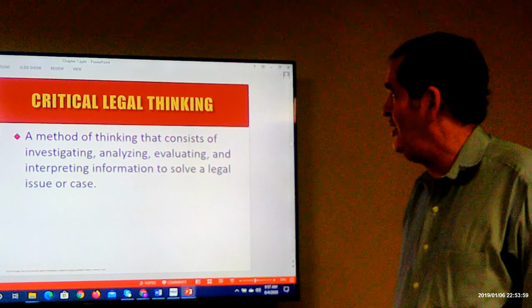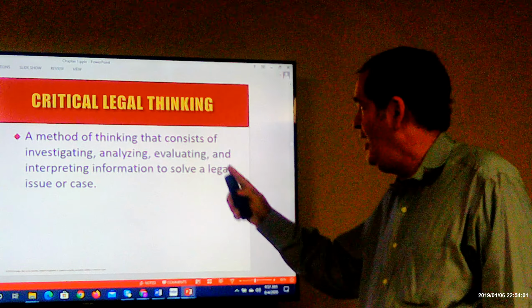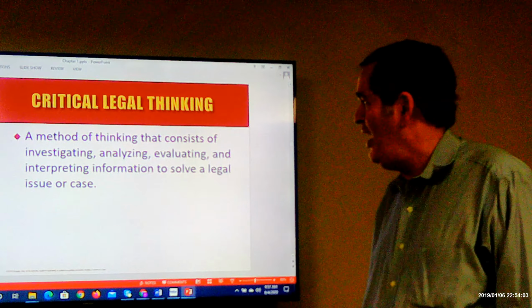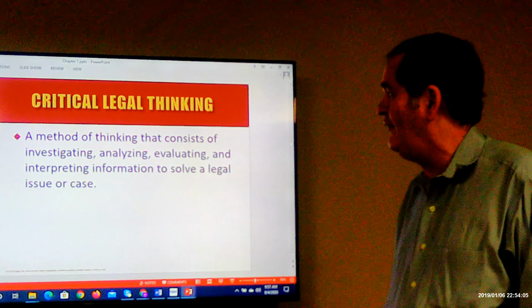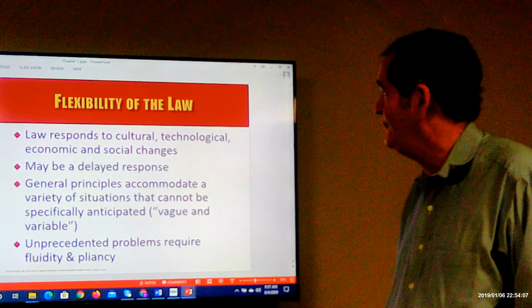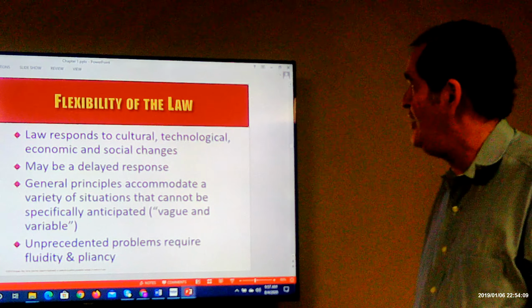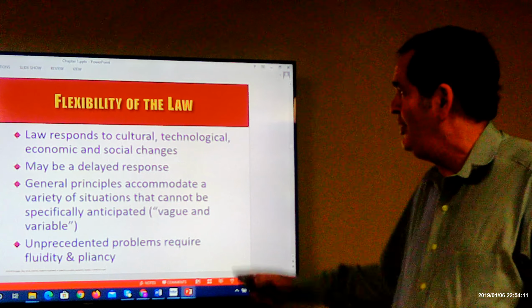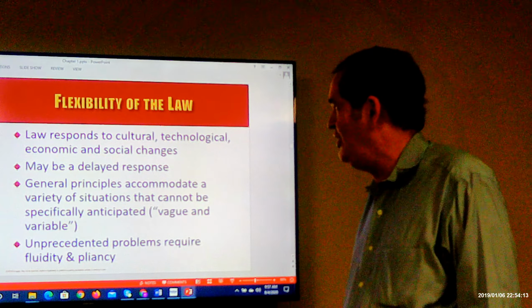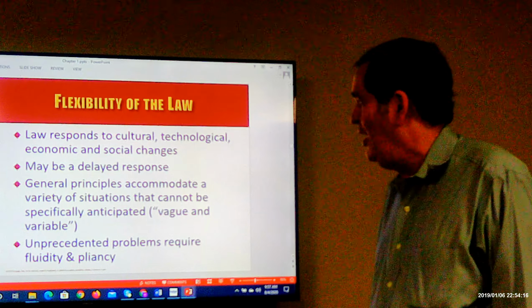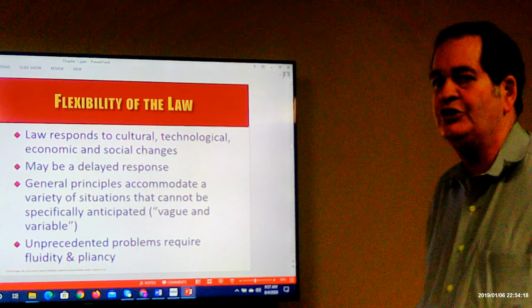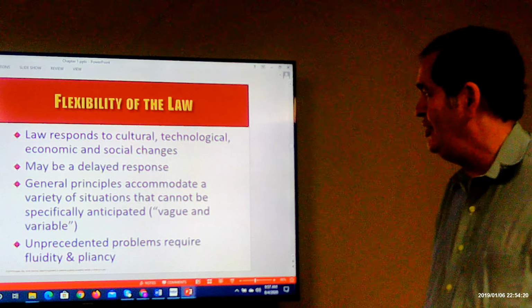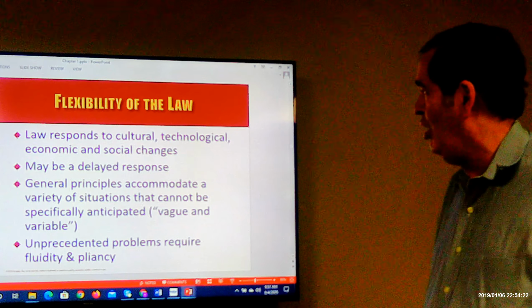It's a method of thinking that consists of investigating, analyzing, evaluating, and interpreting information to solve a legal issue or a case. The law has to remain flexible because of cultural, technological, economic, and social changes. And sometimes there's a delayed response in the law to those changes.